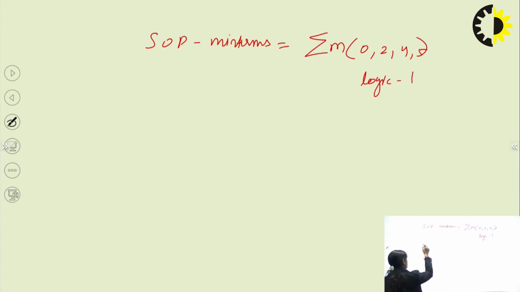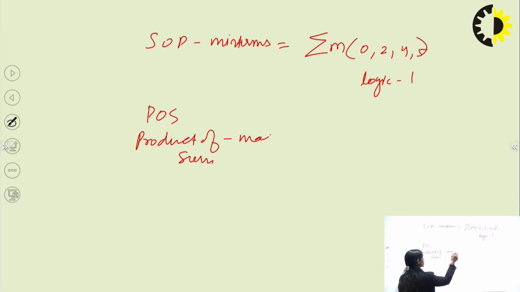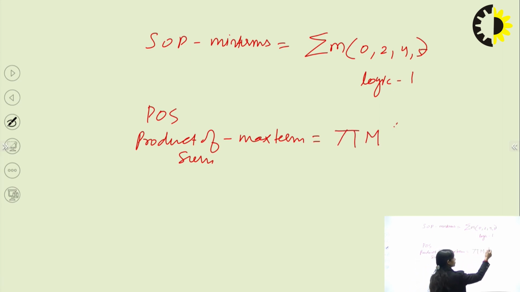And next is POS, that is product of sum term. This corresponds to max terms and is represented as a product of max terms, let us say 1, 3, 6, 7. These correspond to logic 0.